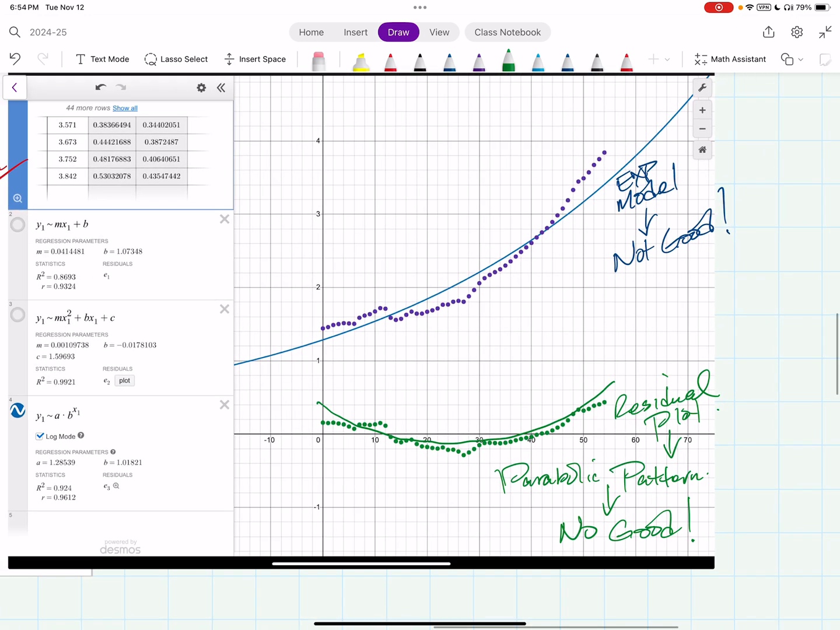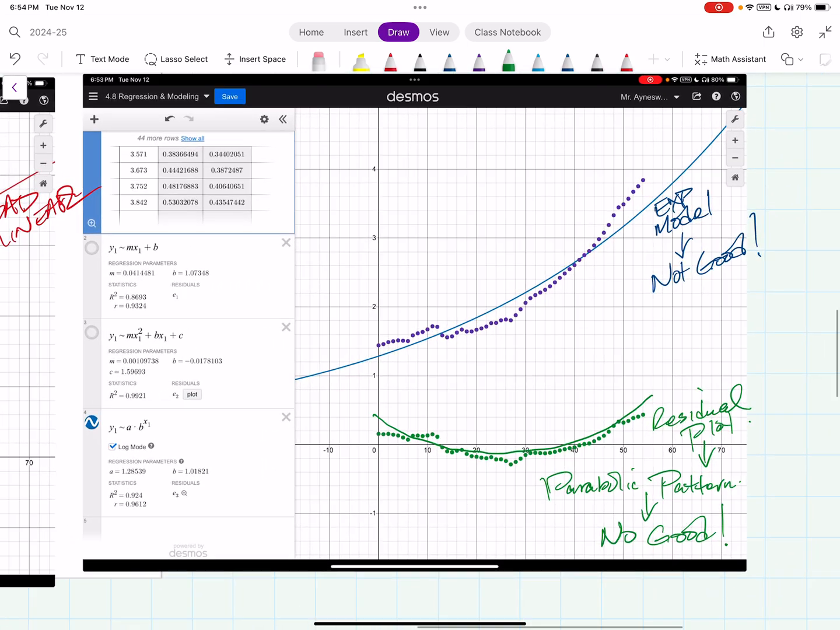Visually speaking, if the model doesn't go through the points, not good. But the residual backs it up. So always look at the residual. In fact, let me write that down. So always look at the residual plot, which is right in front of you. It's right here. And if it has a pattern, it's no good.